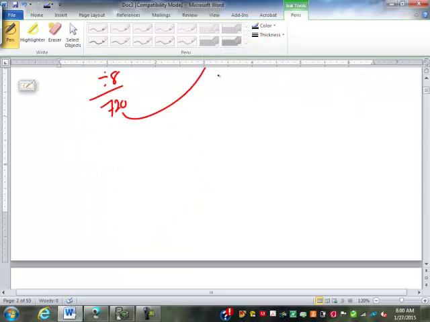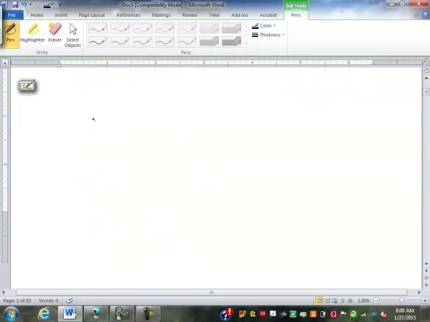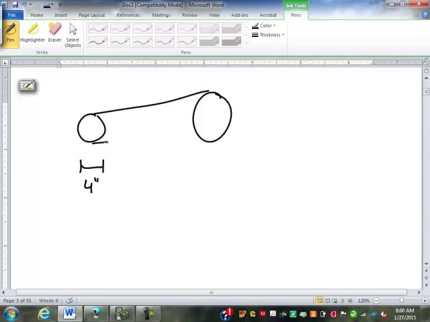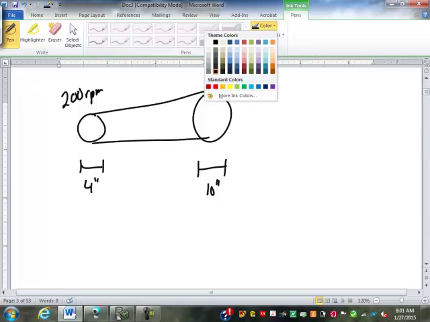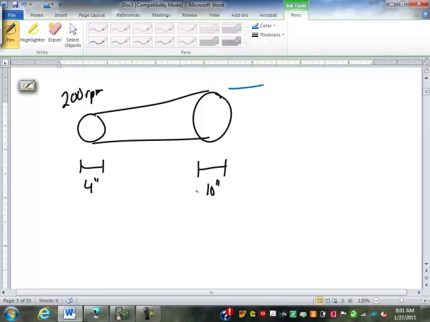Same will work with pulleys. Let's say I have a 4-inch pulley turning a 10-inch pulley. And let's say that the 4-inch pulley is operating at 200 RPM. I want to find the RPM for the 10-inch pulley.